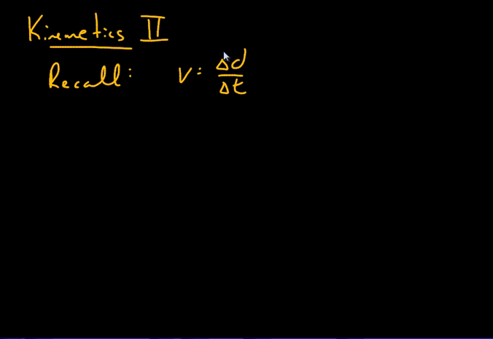Velocity is a change in displacement over a change in time. And we also learned this: when you have a changing velocity in a time period, you have an acceleration. These are vector values, okay? And these can help you solve fairly simple and straightforward kinematics problems.